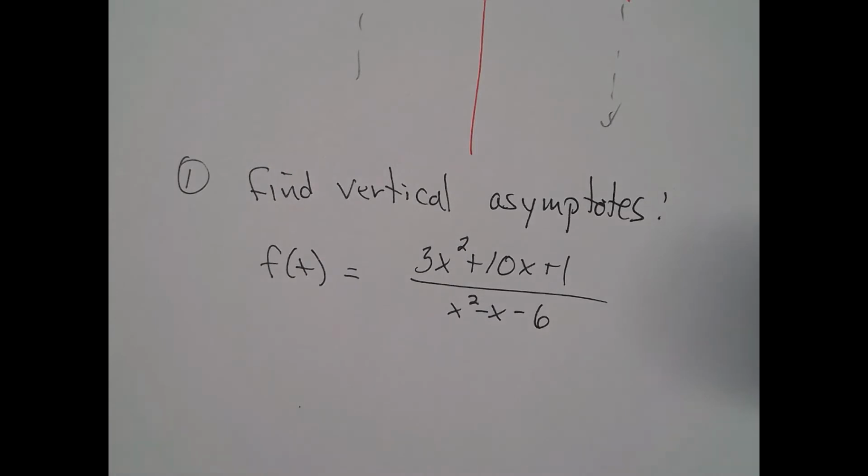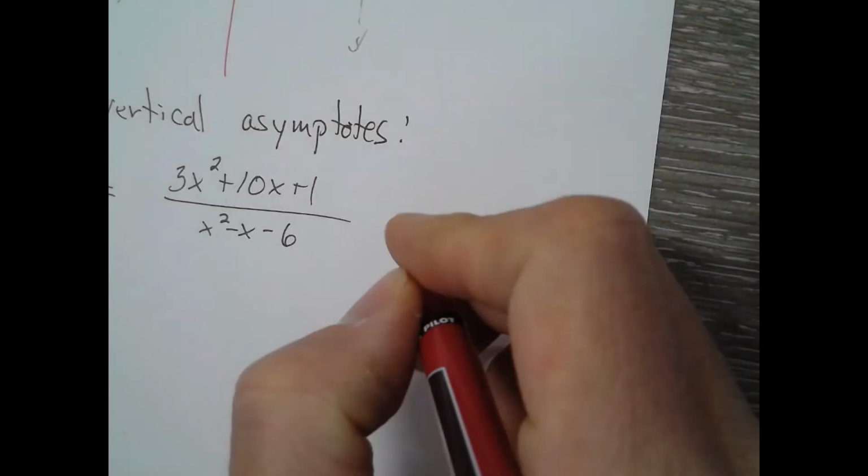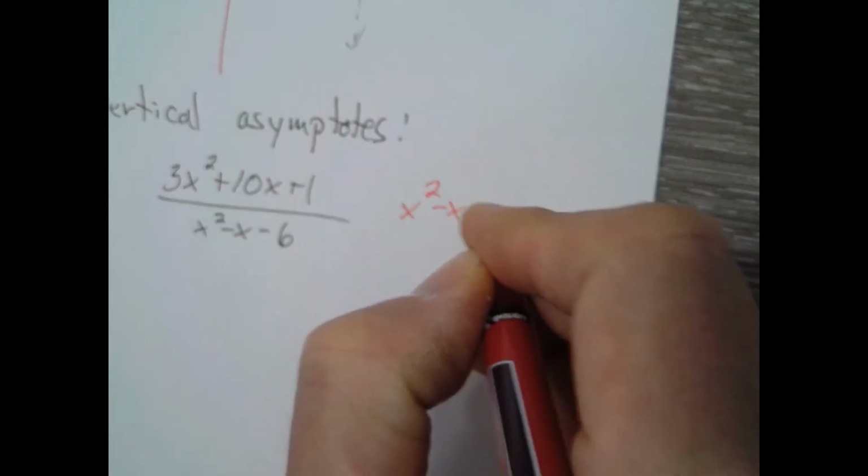Find any vertical asymptotes. Raise your hand if you can tell me what you're trying to do, what's the process, the math right here. What do you have to do? Set the bottom equal to 0 and solve. Very good. All right, so vertical asymptotes, set the bottom equal to 0 and solve.